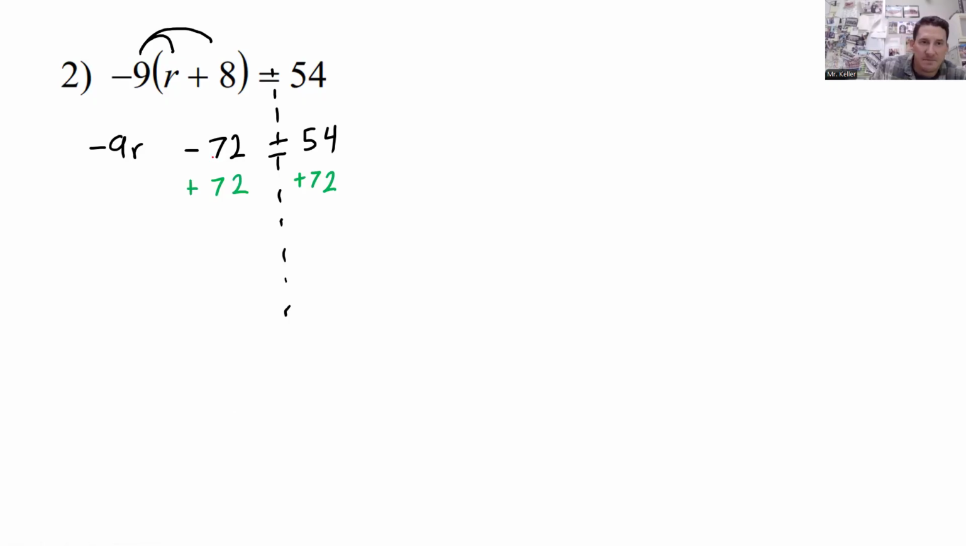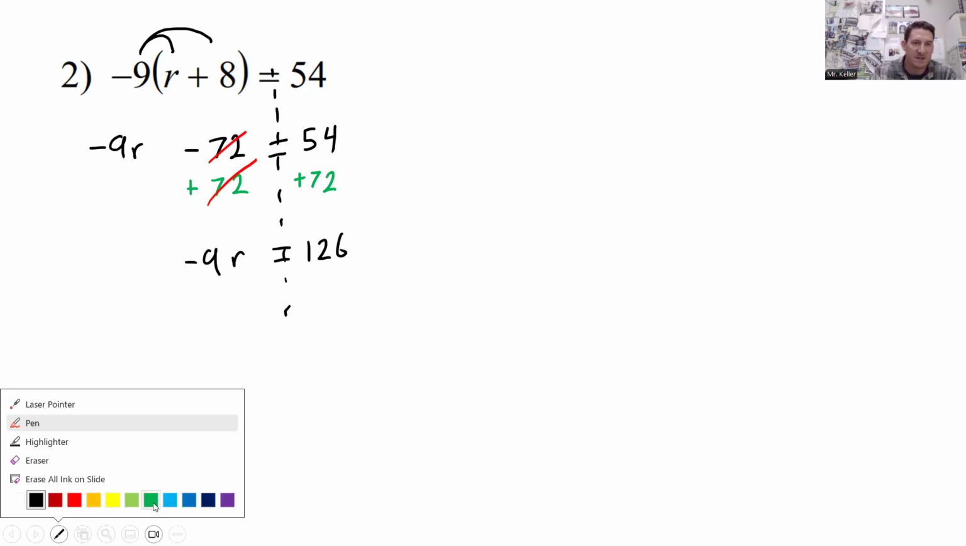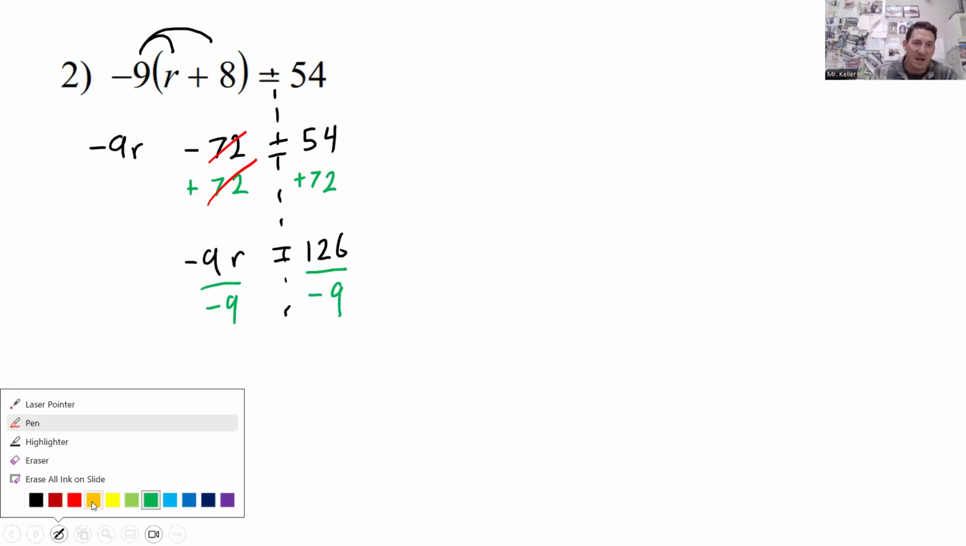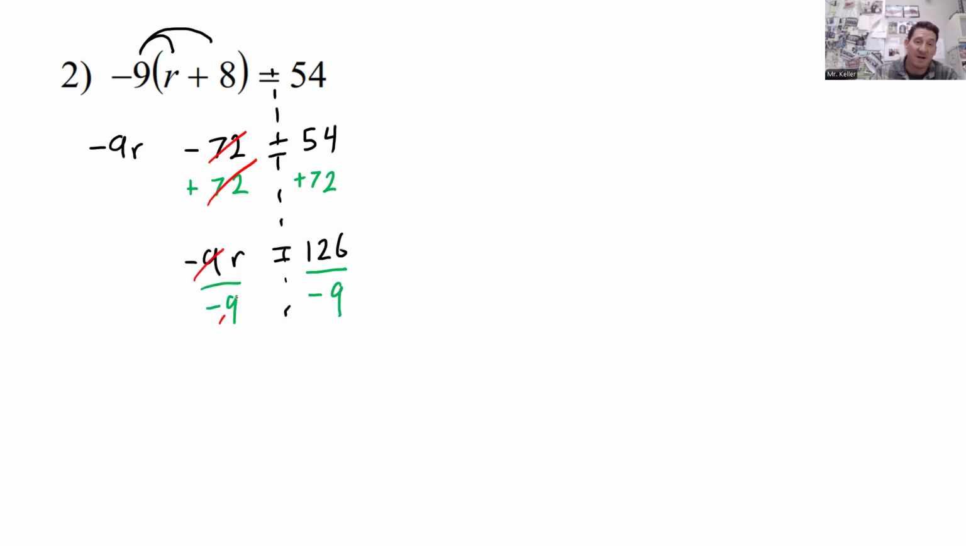So that cancels out. 54 plus 72 is 126. So negative 9r is equal to 126. Remember, this is negative 9 times r. We're not subtracting r here. You need to divide both sides. Opposite of multiplying by negative 9 is dividing by negative 9. Negative 9 times negative 9 divided by negative 9 cancels out. r is equal to 126 divided by negative 9, which is 14. Don't forget the negative there. So positive divided by a negative is a negative.